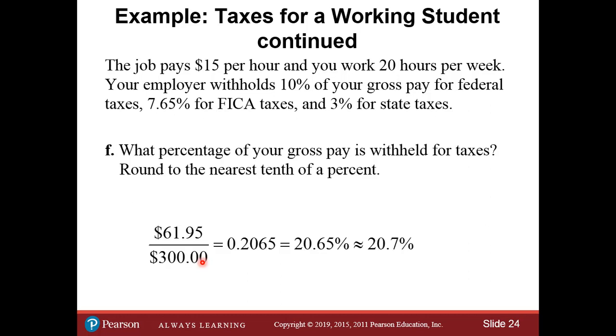Now, what about the percentage of your gross pay that is withheld in taxes? Well, you take the total amount in taxes, which is $61.95, divide by 300, and there it is. So 20.65% of your check was given to taxes, or approximately 20.7%. Woo, excited. You get to keep less than 80% of your check. Woohoo! Anyway.